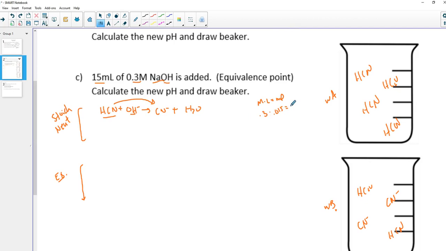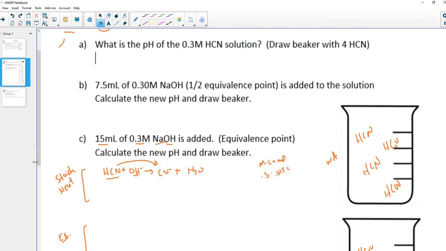0.3 times 0.015 is 0.0045. Let me run that again one more time to make sure I got that right. I think it was, yep. Okay, so 0.0045. This guy is 0.0045. This guy is 0.0045, and they're equal, which would make sense. Now, I'm going to lose 0.0045, lose 0.0045, and I'm going to gain 0.0045. And I'll have 0, 0, and this is it. Now, we call this the equivalence point, meaning that these two are equal, and all I have is this left.